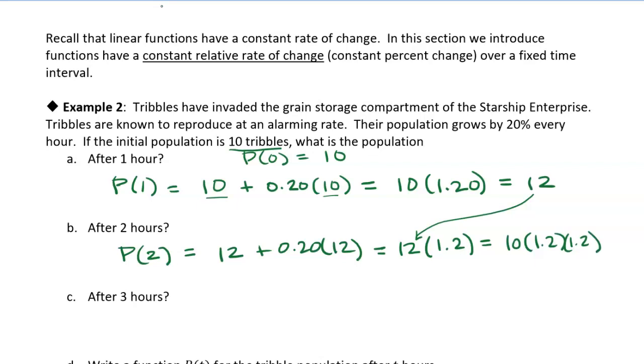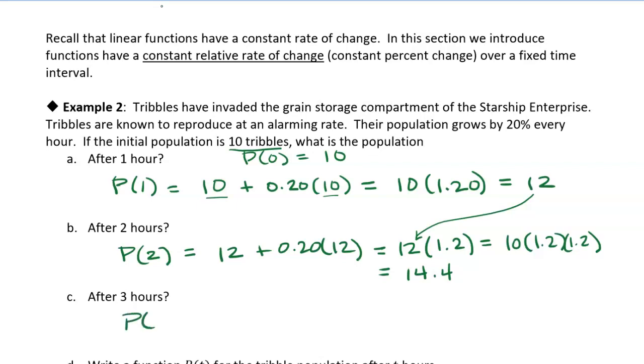So I'm just pointing out, you could calculate it from this first expression, but I'm pointing out where the exponential is coming in. So with any of these calculations, you'll get 14.4. Now, I don't know if 0.4 of a tribble is possible, but I'll just go ahead and write it out. So we have 14 tribbles and another one on the way, at 2 hours.